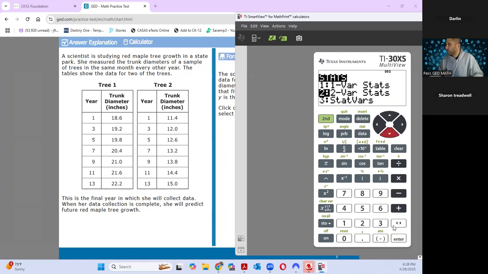Second, data, 2 variable calculate. We go down to our A and B. We find our slope and y-intercept. There's our slope. Let me change my color to red. And there's then my slope.